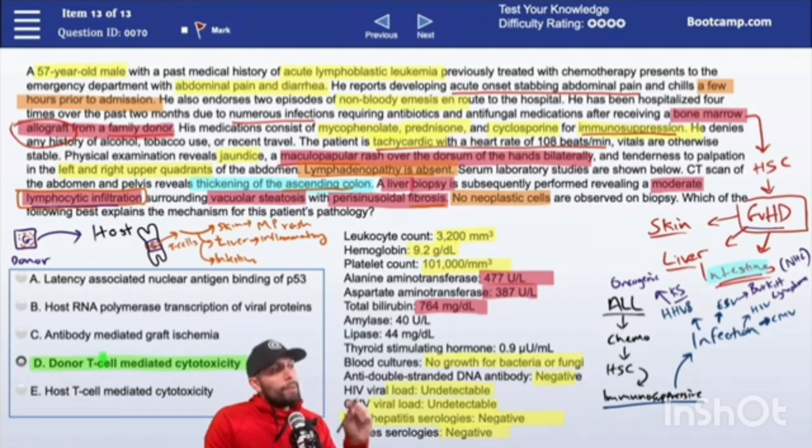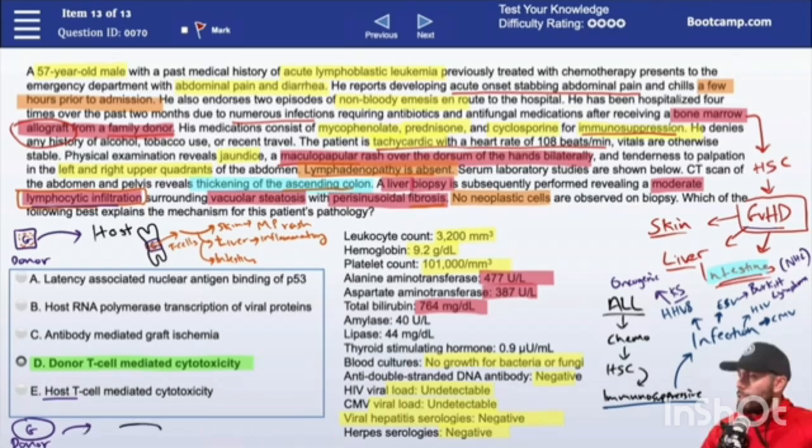Now you might be saying, well, how do I know that it's not the host T cells? How do I know the answer is not E? The host T cell mediated cytotoxicity would be more classic if I had some organ. So again, here's my donor, and in this case, we're going to give some graft over to the host. And let's just say that this is in the liver, for example. Okay, so here's my host, and let's just say that I give this graft over to this patient's liver. So here's my graft. And in the example of E, what we're talking about is the host's lymphocytes attacking the graft. Okay, so that's what E is talking about.